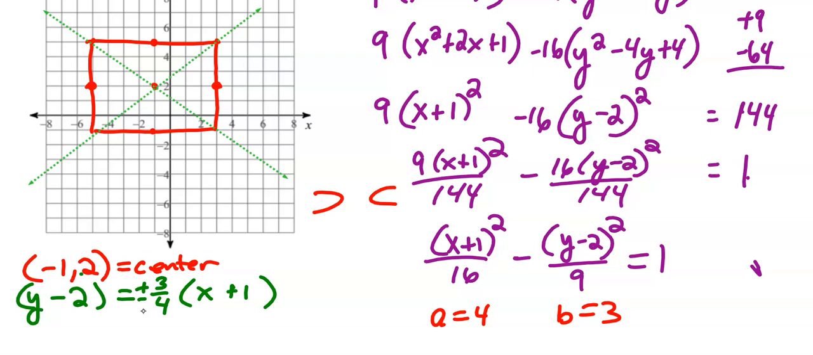Now, let's see, we've got that. Let's write down our vertices. Vertices are already filled out for us. They're right here and right here. So we've got 3, 2 is 1. And the other is at negative 5, 2.